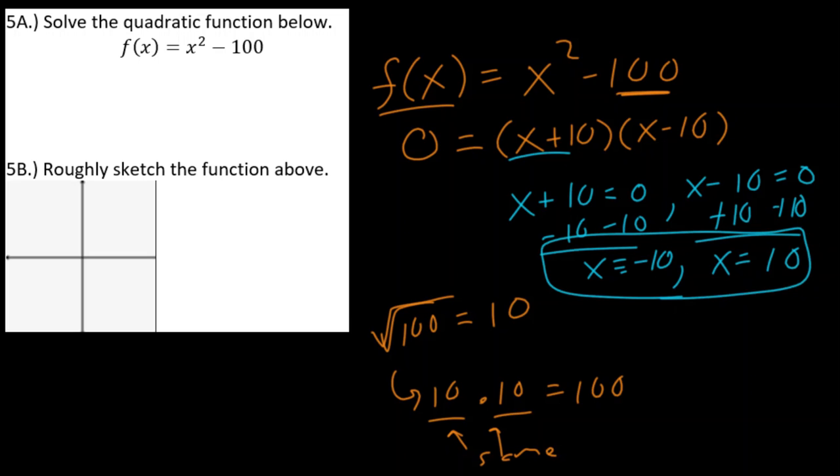If I graph this, what's that going to look like? Well, I'll just come over here and call this positive 10, and I'll come over here and call that negative 10, and my function is just going to go through both of those. Our a value is positive, so it opens up. Easy, easy, easy. Okay, let's go ahead and do one more example just so you can get the practice.